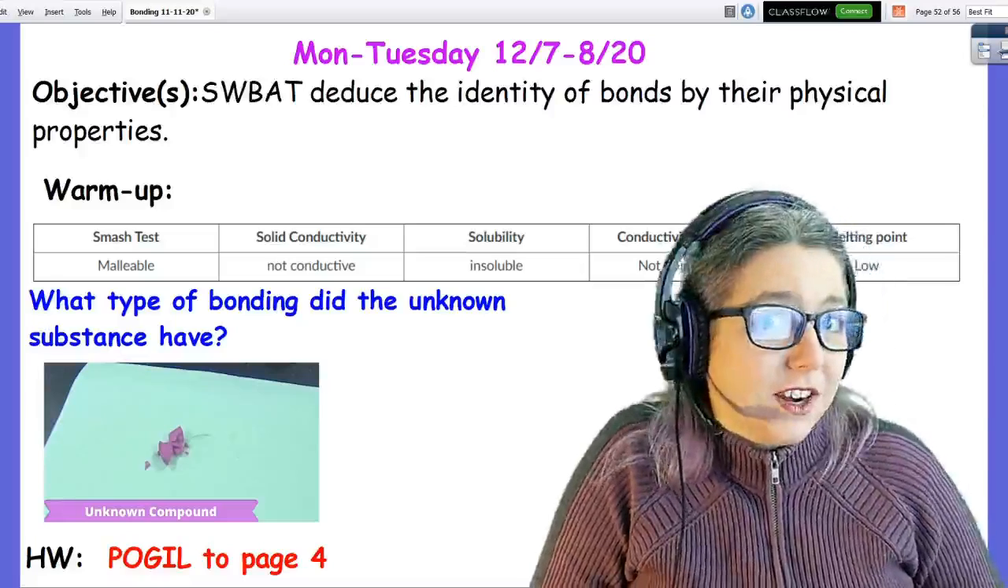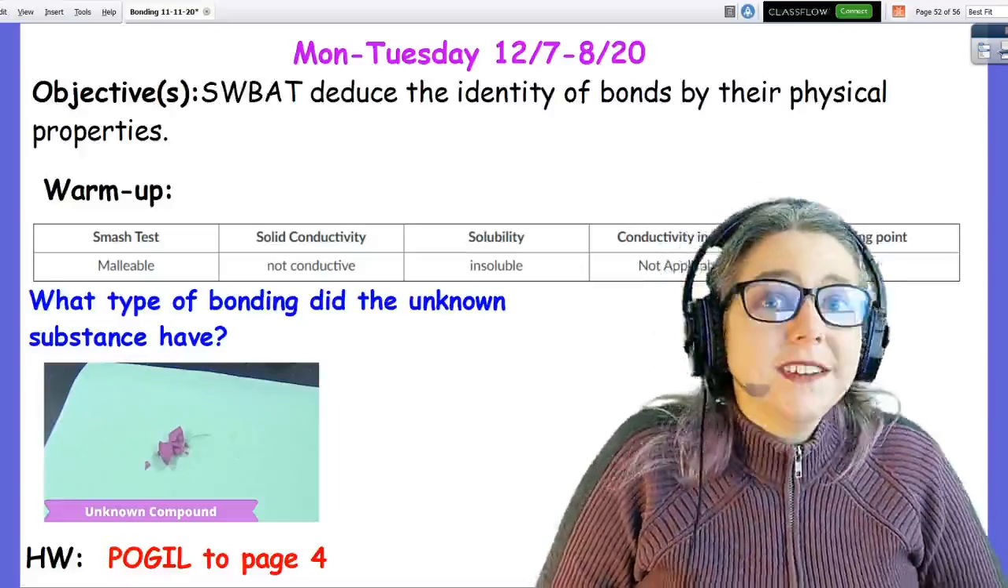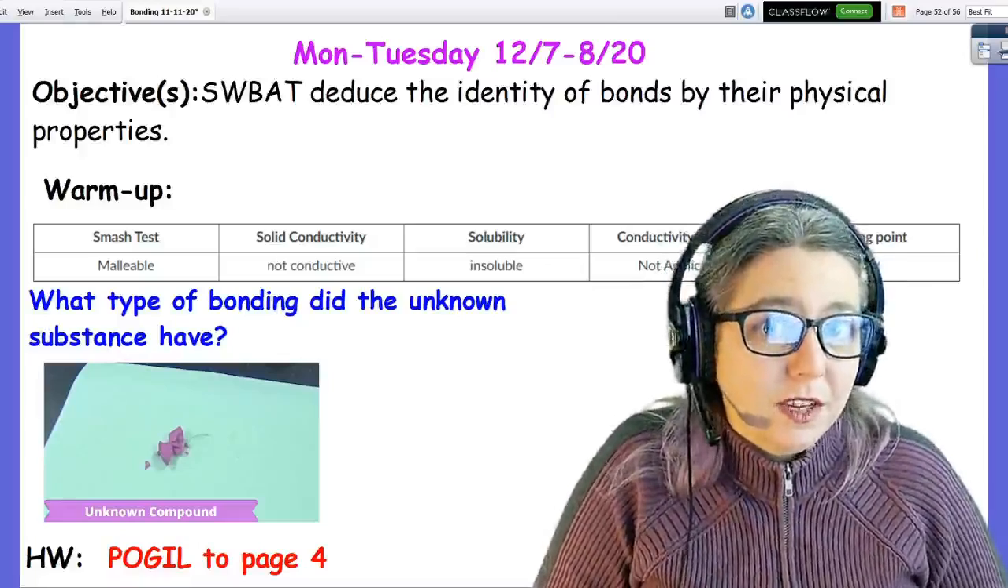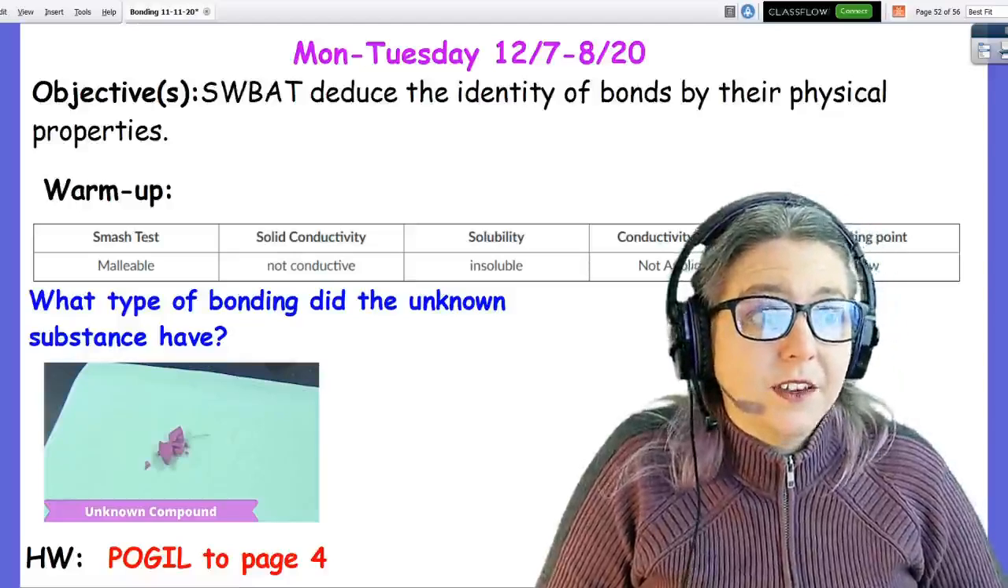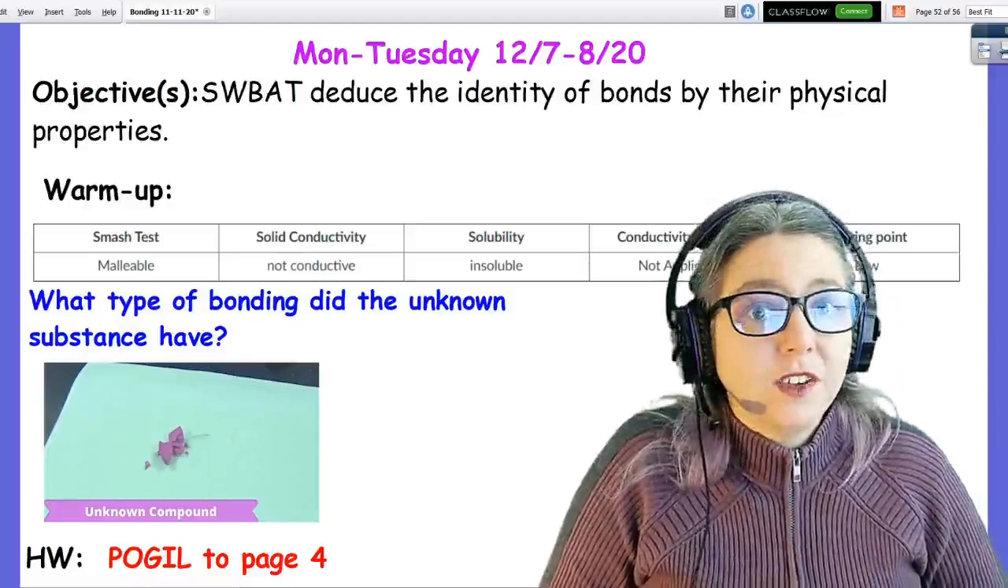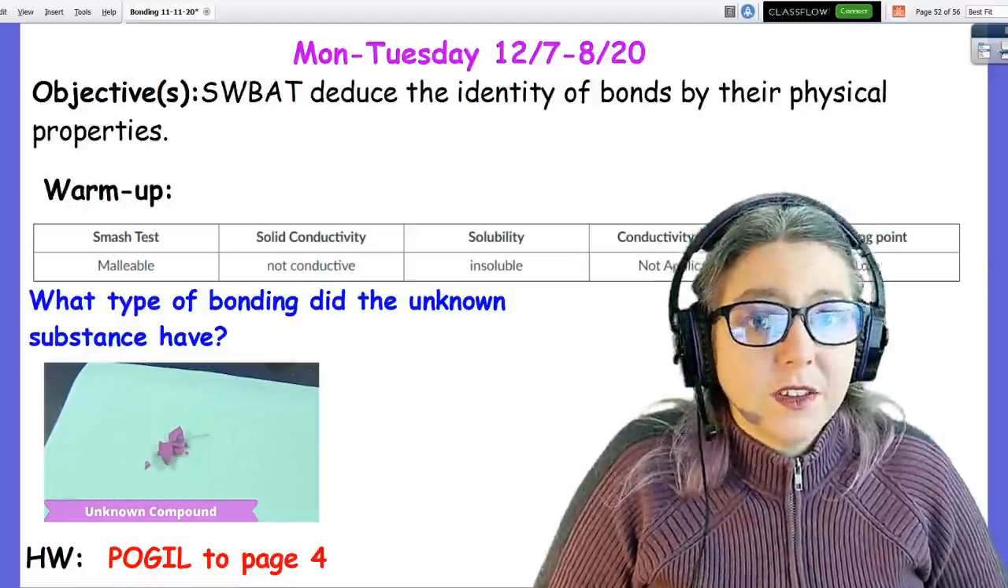So today we started out with the warm-up. We started with the data from our lab about our unknown and tried to figure out what kind of bonding that unknown substance had. Was it ionic, covalent, or metallic? So let's go to our graph.